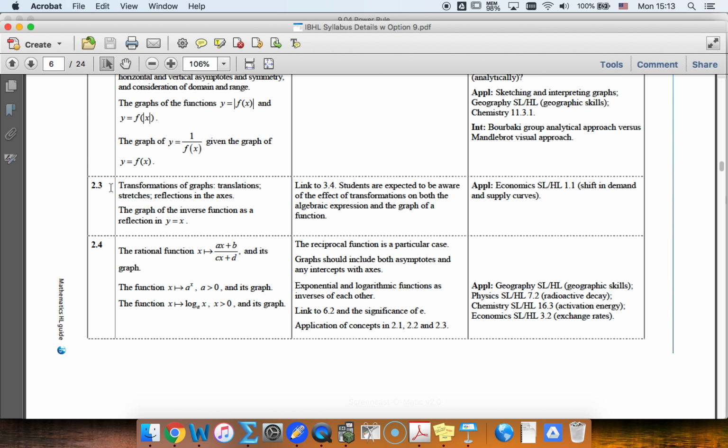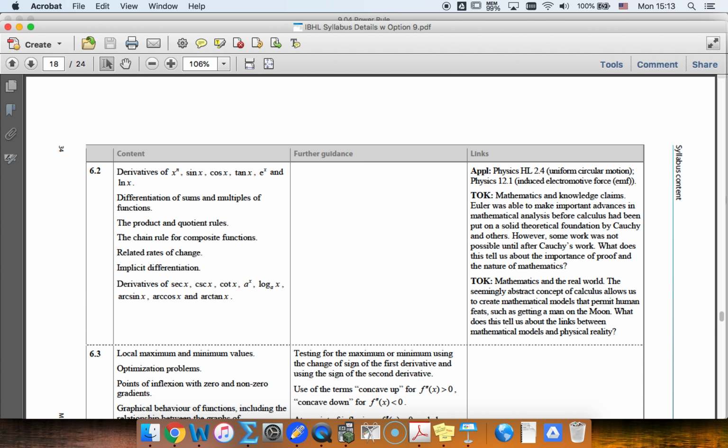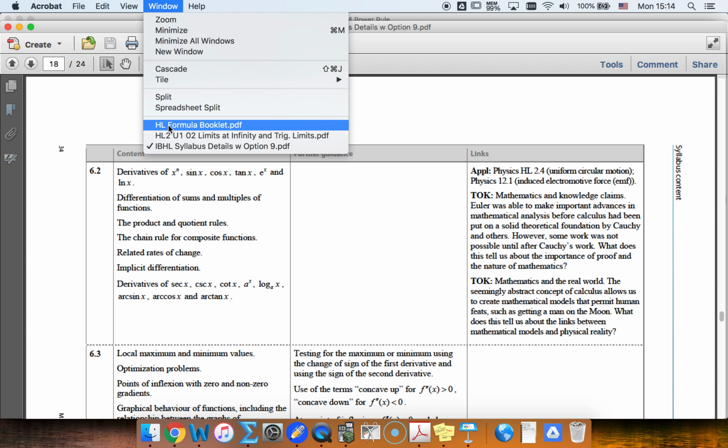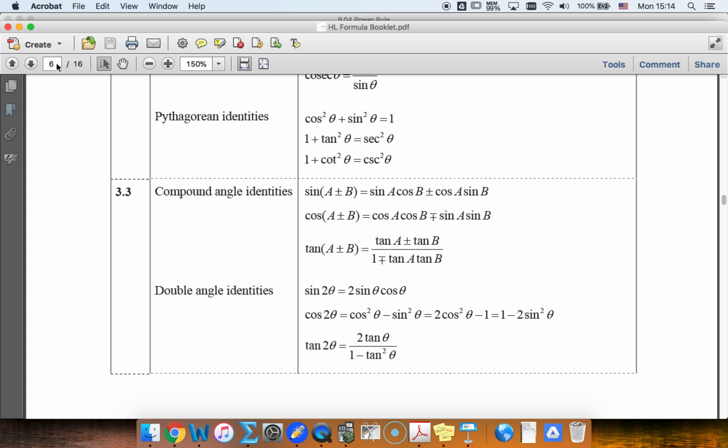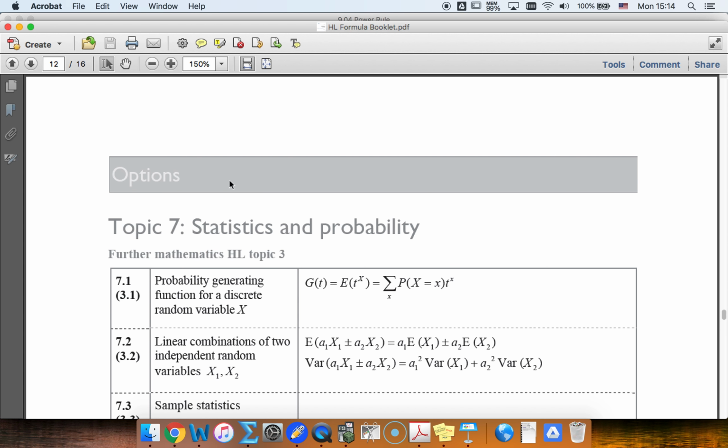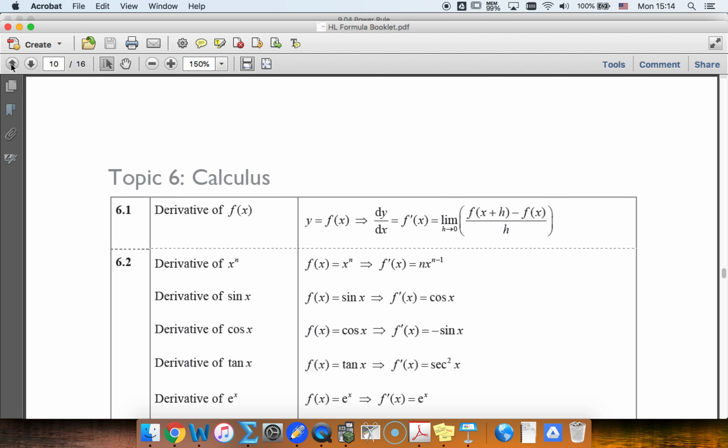If I come to my formula booklet, let's go to page 18 or so. That's not the formula booklet. Let's see here. All right, so now let's come to page, let's say 12. All right, a little bit too far. So we've got derivatives. Here's the very first derivative given in the formula booklet: the power rule.